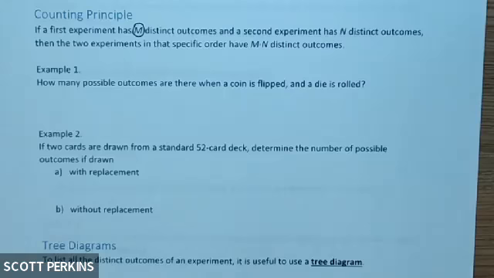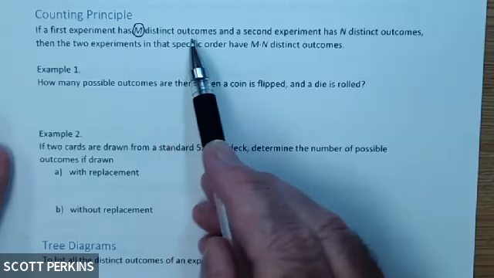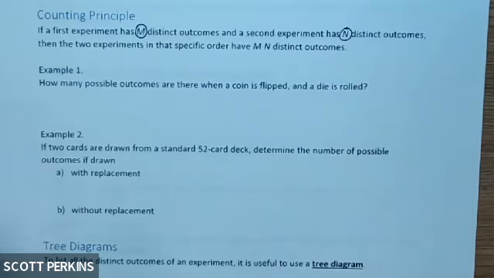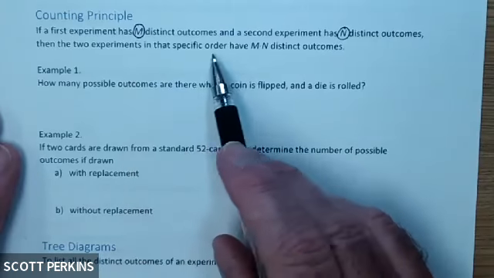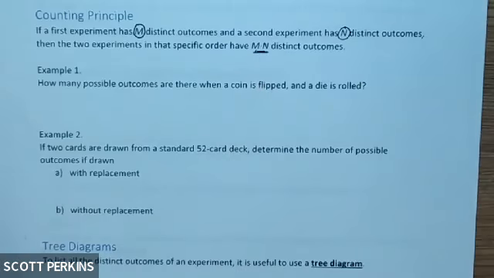So if I can do a first experiment in m distinct ways, and a second experiment can happen in n distinct ways, again, that n is just a number, then if I do these two experiments at the same time, if I do them together, then the number of distinct outcomes is m times n. That's how we would see how many possible things can happen. Well, that's a complicated thing, so let's go ahead and do an example.